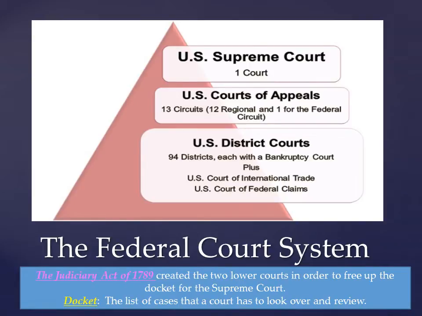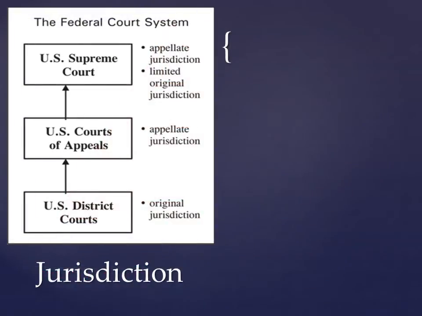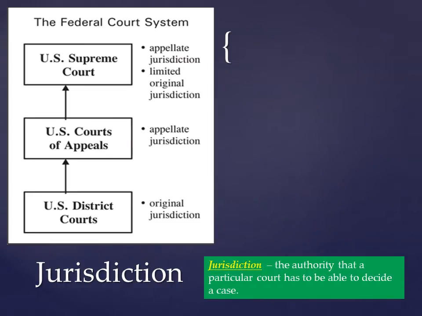Supreme Court. Congress acted with the Judiciary Act of 1789 to create the 2 lower levels because they believed that the Supreme Court would not have enough time or justices to go through a large list of cases on their docket. The docket is the list of cases that a particular court has to look over and review. As you make your way up the federal court system, you will notice that each court has a different level of jurisdiction. Jurisdiction is the authority that a particular court has to be able to decide a case.